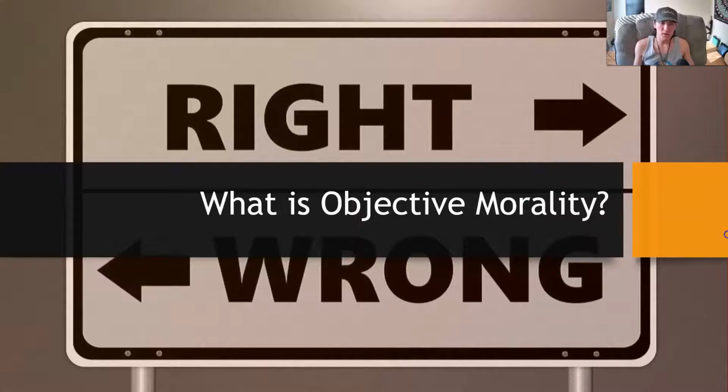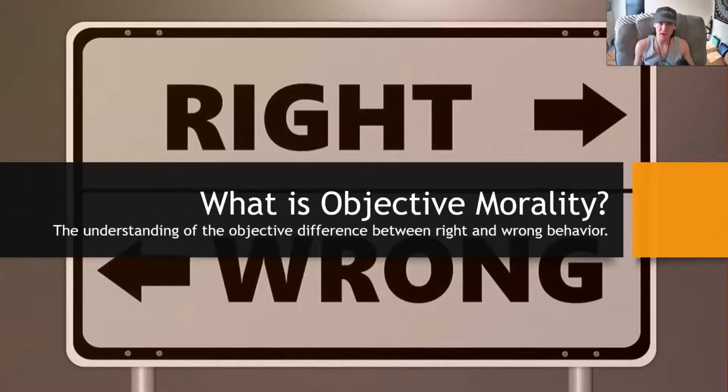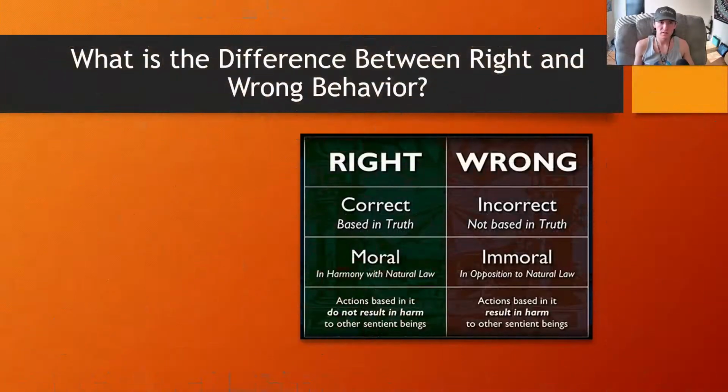So then we need to talk about what objective morality is. What is meant by objective morality? Objective morality is the understanding of the objective difference between right and wrong behavior. So then, what is the difference between right and wrong behavior? To understand objective morality, we have to understand the difference between right and wrong behavior, because by behaving morally, that's how we create more freedom. It's very important that this be common sense knowledge.